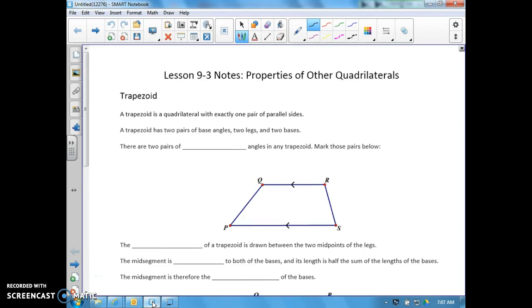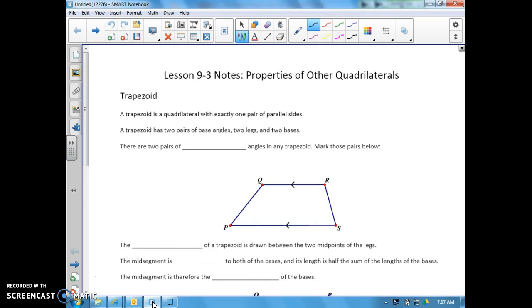Good morning, everybody, and welcome to lesson 9.3 on properties of other quadrilaterals. Today we're going to look at quadrilaterals that do not have two pairs of parallel sides, so quadrilaterals that are not parallelograms.